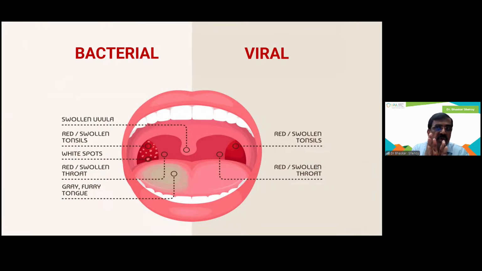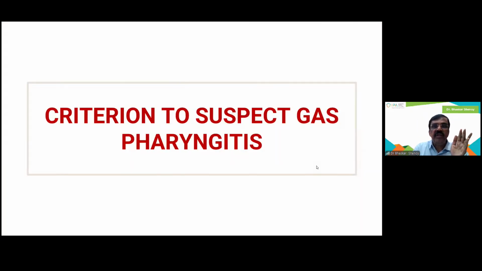So looking at the throat, just a simple clinical examination, you can easily differentiate between viral and bacterial. If it is bacterial, you have a swollen uvula, a red swollen tonsil, a white spot on the tonsil, a red swollen throat, and a gray or furry tongue. Whereas even in a viral, you can see a red swollen tonsil, but there is no patch. The throat can be congested. So this is a simple method to differentiate.